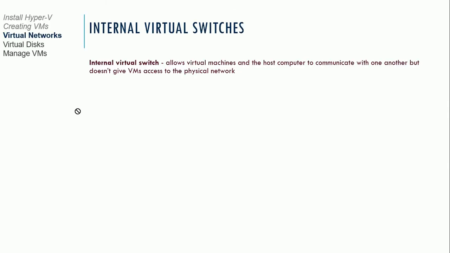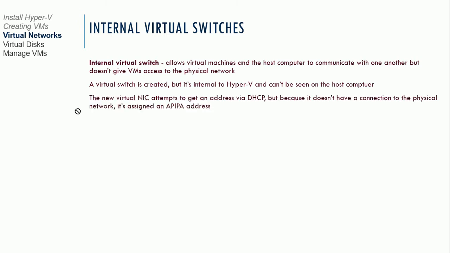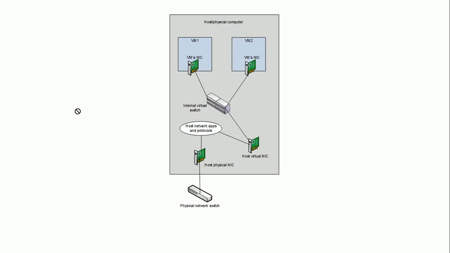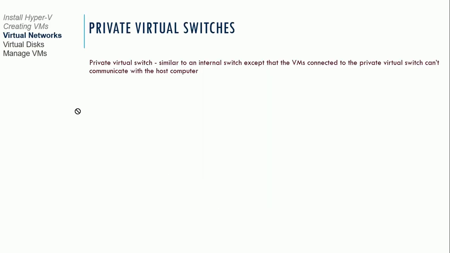So an internal virtual switch allows virtual machines in the host computer to communicate with one another, but it does not give VMs access to the physical network. So an internal virtual switch basically only allows your VMs to communicate with each other and the host, but it doesn't allow them to get outside of the host machine. This is probably good for things like testing networks or testing machines, or anything where you want to get as close to air gapping as you can. So the virtual switch is created, but it's internal to Hyper-V and it cannot be seen on the host computer. And this is basically what it would look like. So it allows your VMs to just communicate with one another.